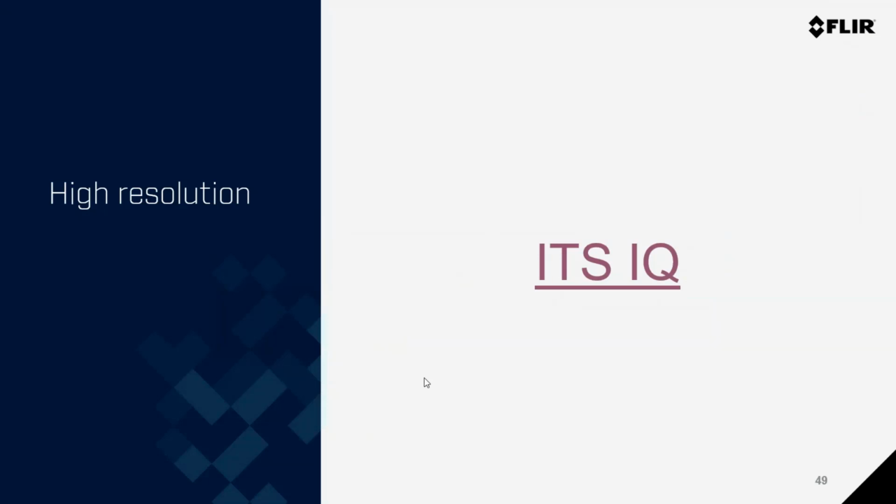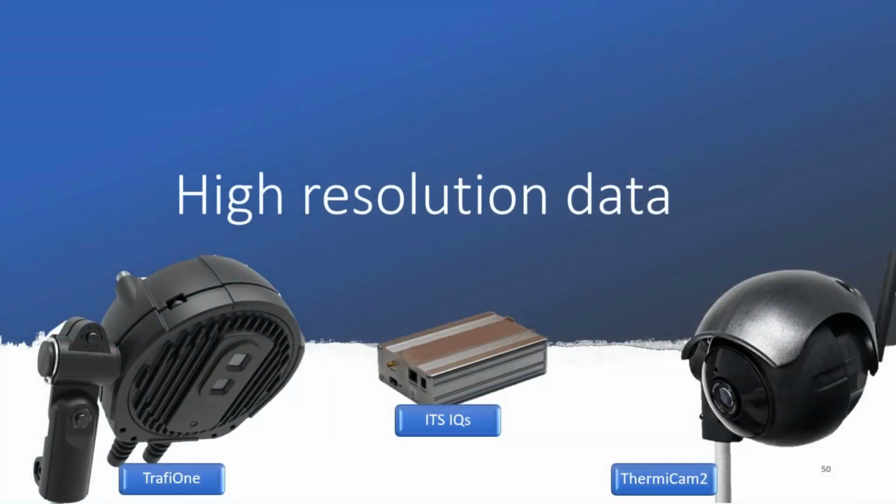Now, which devices are collecting that information? That is at this moment possible with the Trafi 1. That one has the Wi-Fi capture on it. It's also possible that you say, no, I don't need a camera, I just want to grab the data. It's possible with the ITS IQS, which is a sensor, only Wi-Fi. And then we have the Thermicam 2, which will also have an antenna able to collect that data. So that's also possible with these devices.